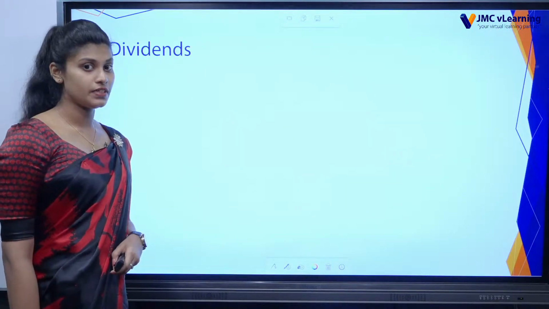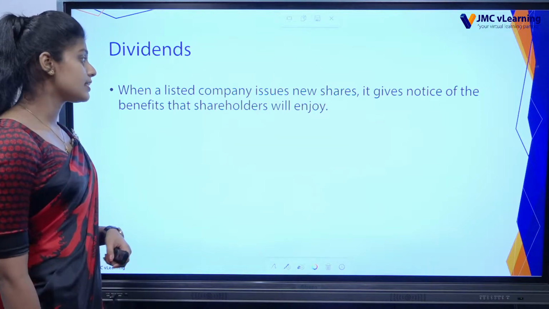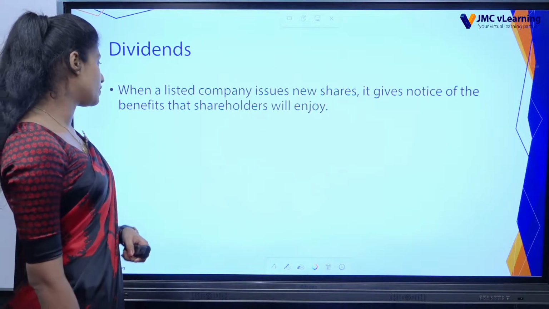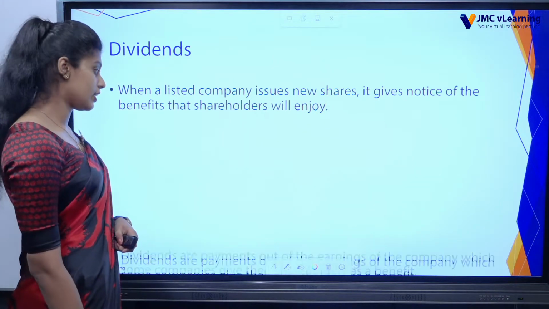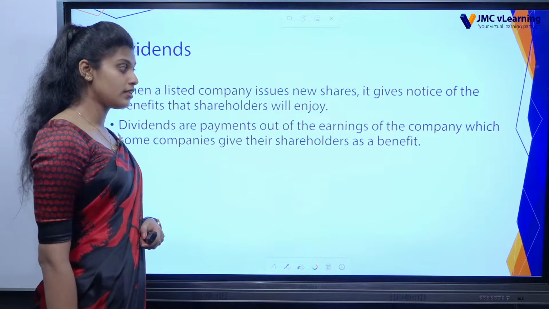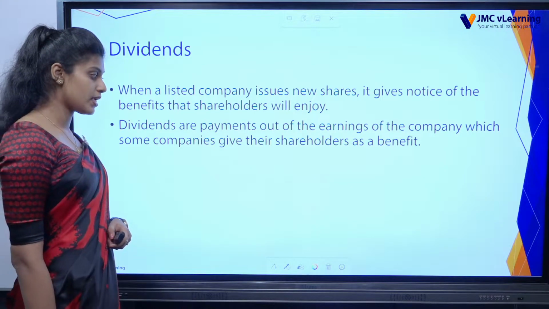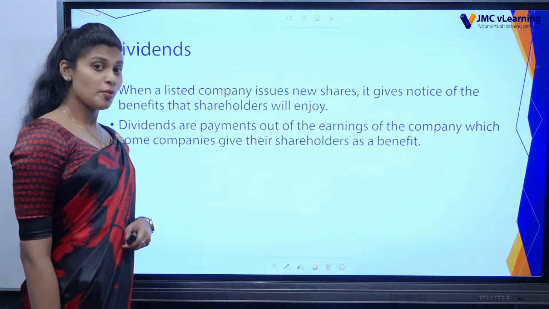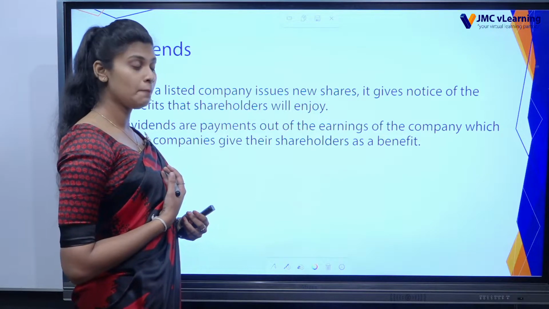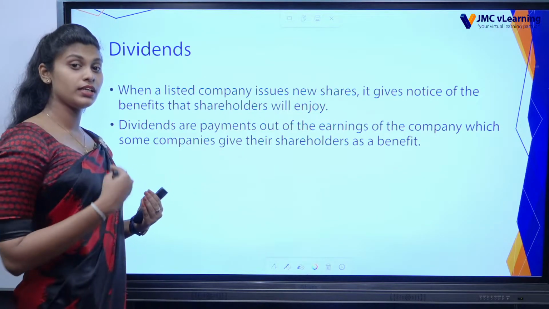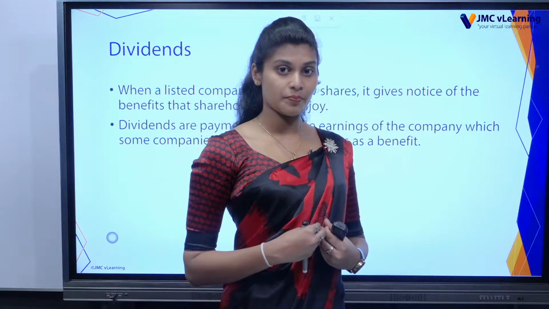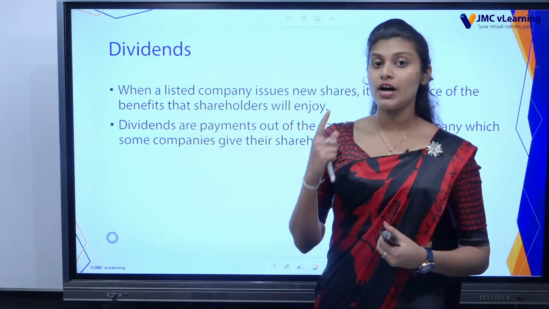Dividends. What are the dividends? When a listed company issues new shares, it gives notice of the benefits that shareholders will enjoy. And dividends are payments out of the earnings of the company, which some companies give their shareholders as a benefit. That means when I buy some shares from a company, after 1 year or a quarter of the year, I can take some of the money from those shares. It is given for 1 share.